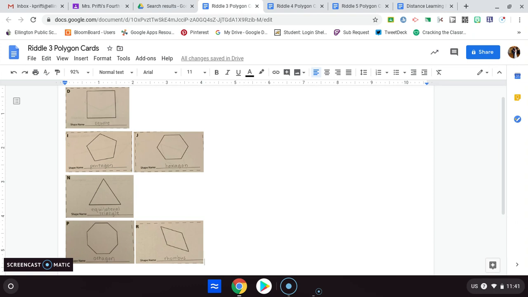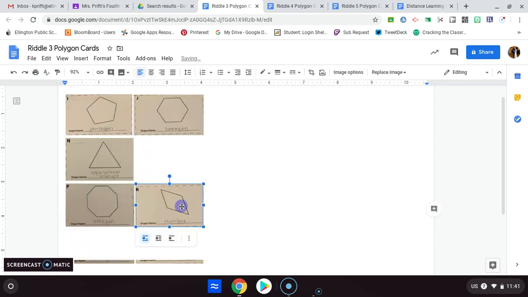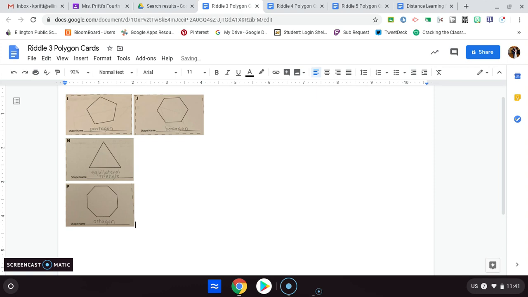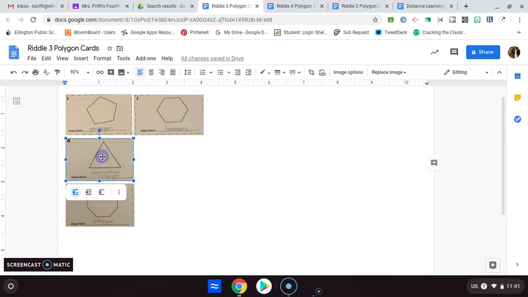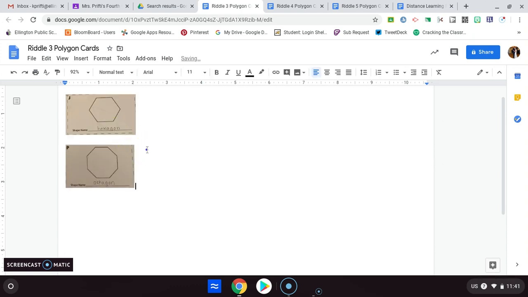Next clue. My polygon is not a quadrilateral. Okay, so quad means four sides, so it's not. So we have to get rid of all our four-sided shapes. So we're getting rid of our square, and we're getting rid of our rhombus. And the rest have 5, 6, 3, or 8 sides. Next clue. My polygon has more than 5 sides. Okay, so more than 5. So we're definitely getting rid of the triangle. And more than 5, pentagon has exactly 5, so we're getting rid of the pentagon. So now we're left with J and P.